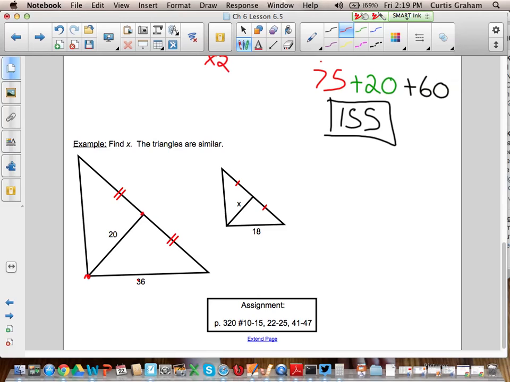So 36 and 18, scale factor of 2. 20 to x should also be a scale factor of 2. So in order to make that true, I know x has to be 10.